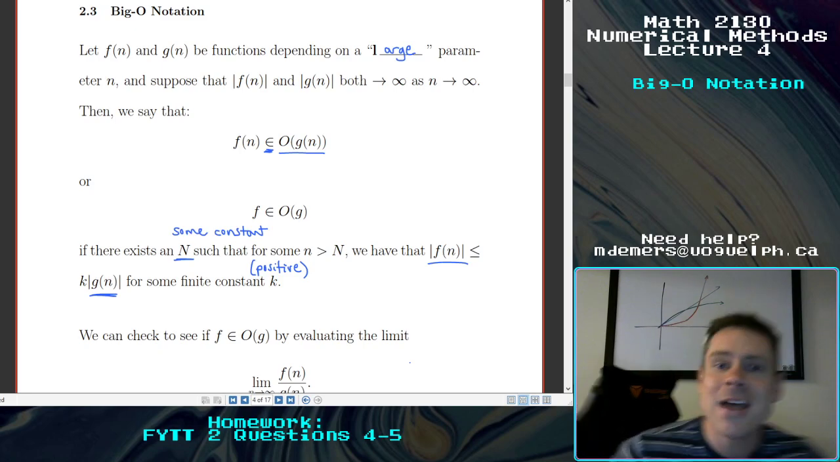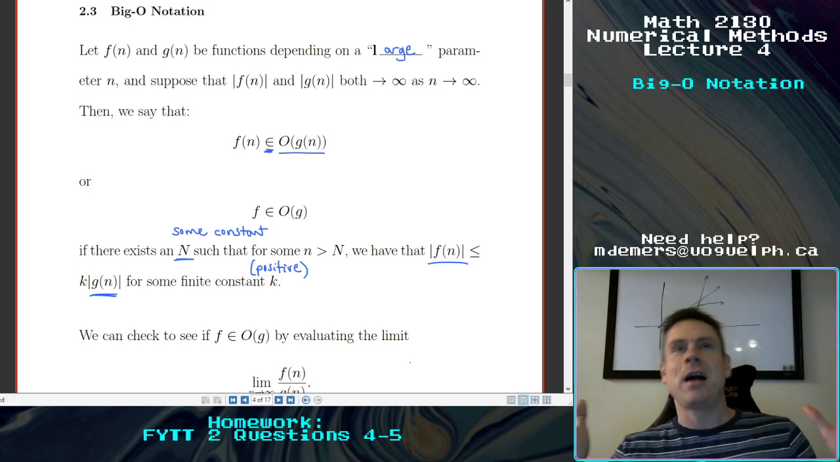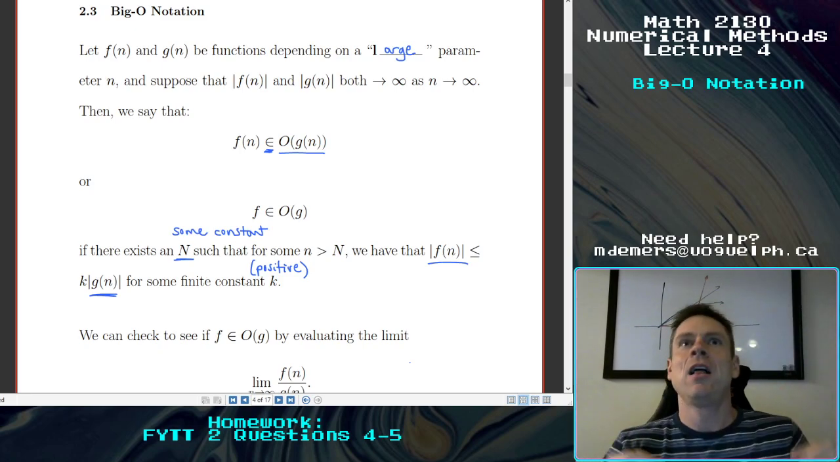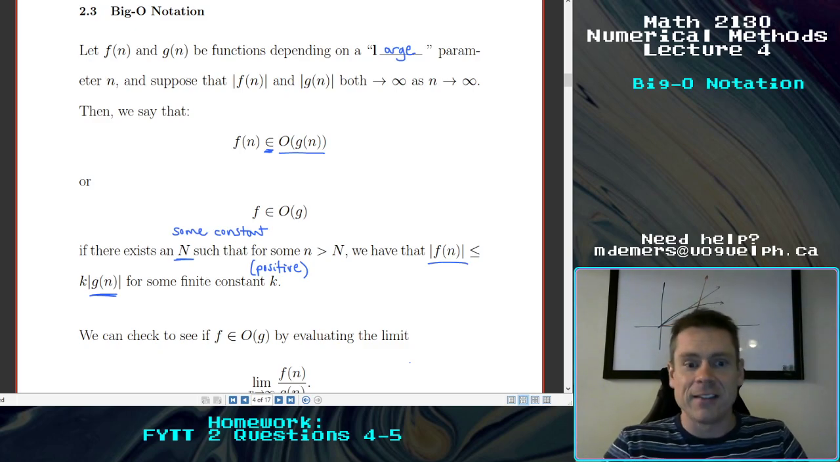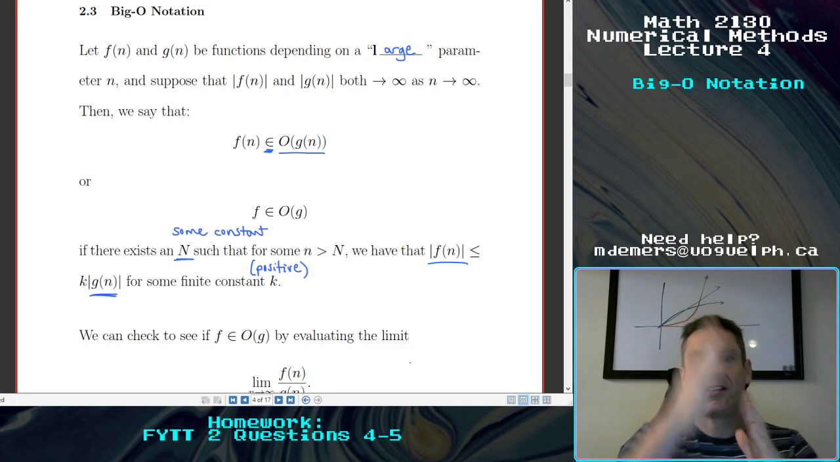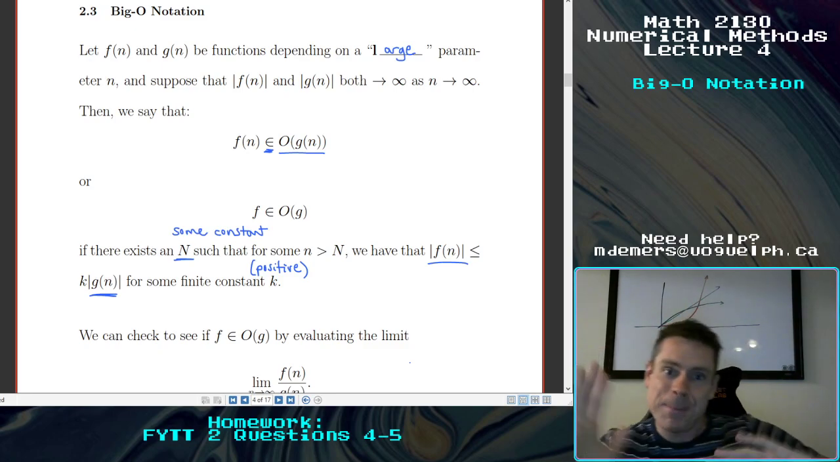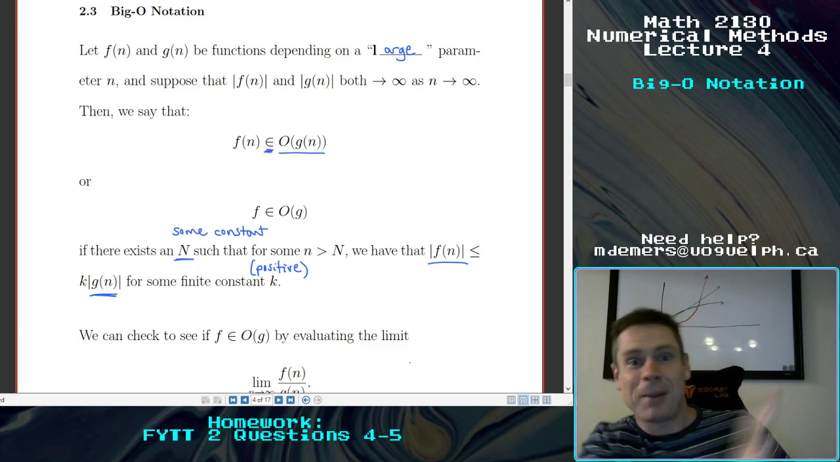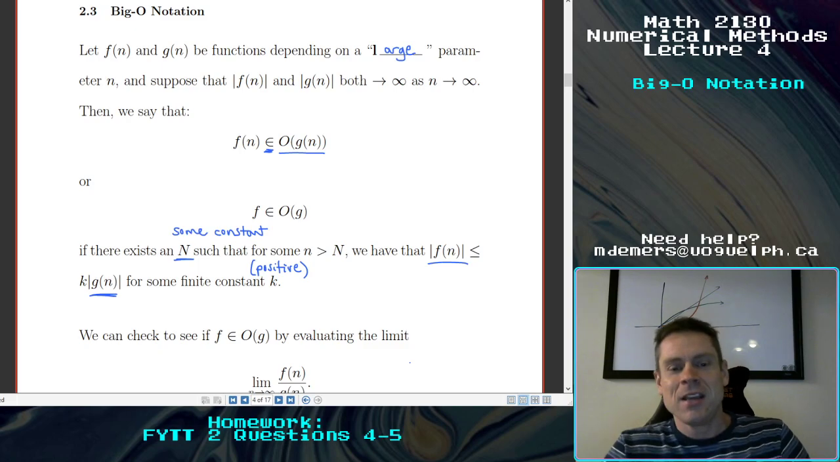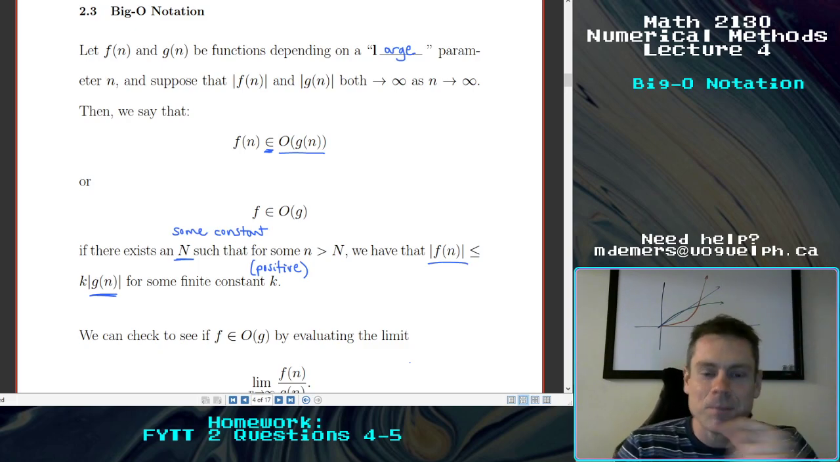It's giving us a measure of what the ultimate growth behavior of the function really is. And that existence of a capital N is kind of that threshold where, beyond that, this inequality is true, which tells us what's happening beyond a certain level. It's a little bit complicated sounding.